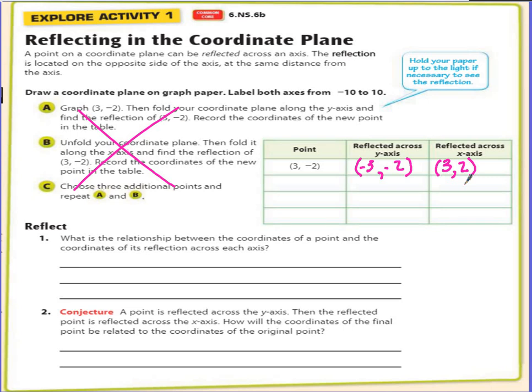All right, so what I want to do first is reflect before we get moving on. I want you to take a look and see if there's any relationship between the coordinates and the reflection across the axis. So do you see anything from this point and what happens when it gets reflected?